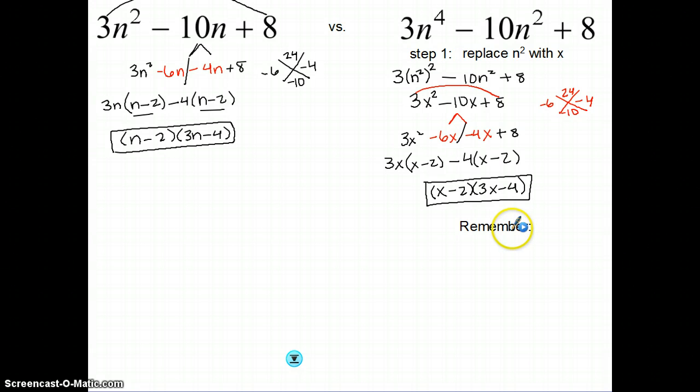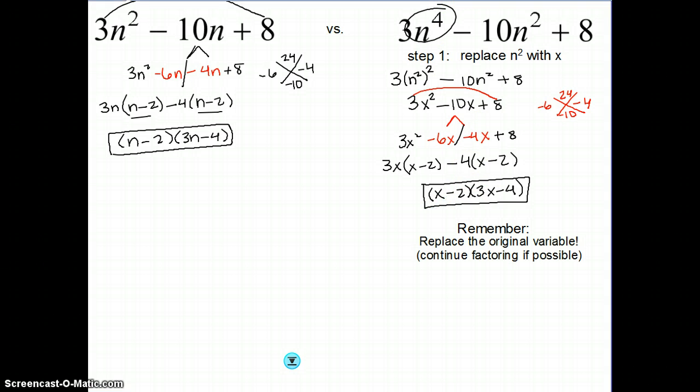However, we must remember, we must replace the original variable. We started with n's and we ended with x's. These are two completely different polynomials. So what I'm going to do is undo that first step where I've replaced n squared with x. In order to undo that, I am going to replace my x's with the n squared. So instead of x, I have n squared minus 2 and 3n squared minus 4.